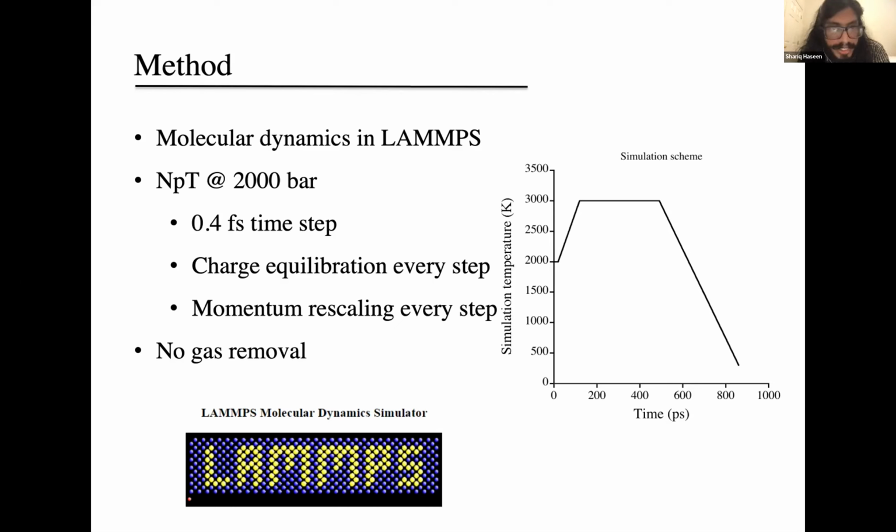And we do that. So we do constant pressure simulations at 2000 bar. This is following the approach Ilya had in 2019 to prevent the polymer from foaming before any solid starts forming. And then we use a time step of 0.4 femtoseconds. We change some parameters like charge equilibration and momentum rescaling to make sure we don't have any kind of flying ice cube problems. We don't do gas removal.